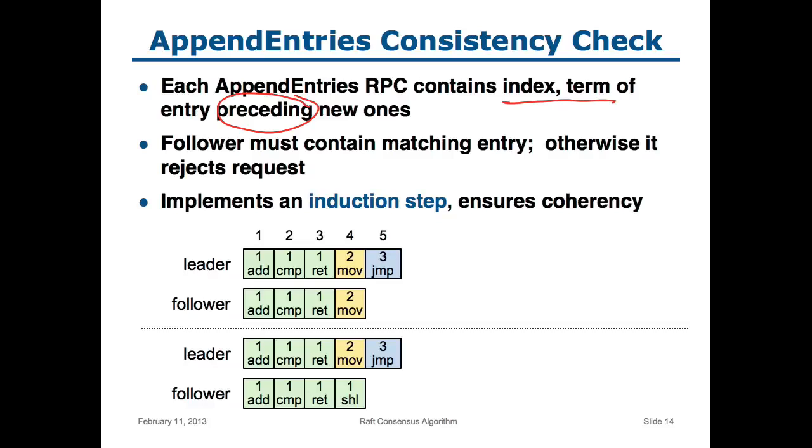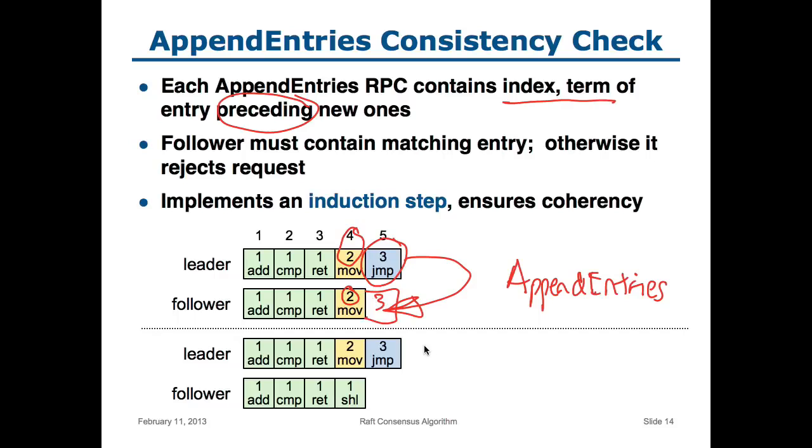So let's go through an example. Suppose a leader has just received a new command jump from a client, and it sends an append entries remote procedure call to that follower. The leader will include the index and term of the preceding entry. So it'll include index 4 and term 2 in the RPC. The follower checks to see that it has a matching entry there, and since it does, it will accept that new entry into its log.